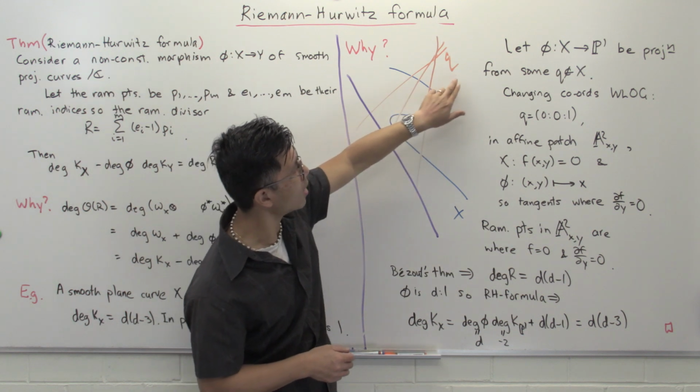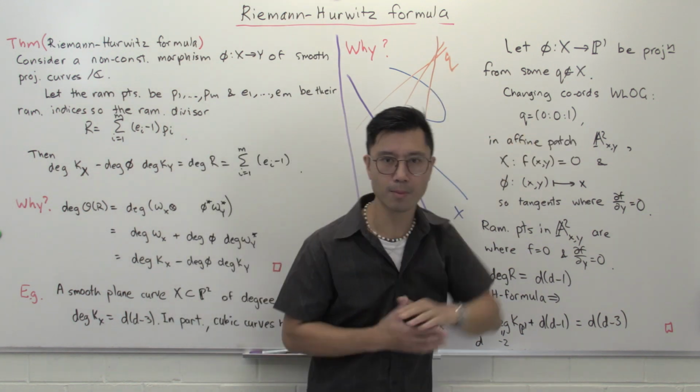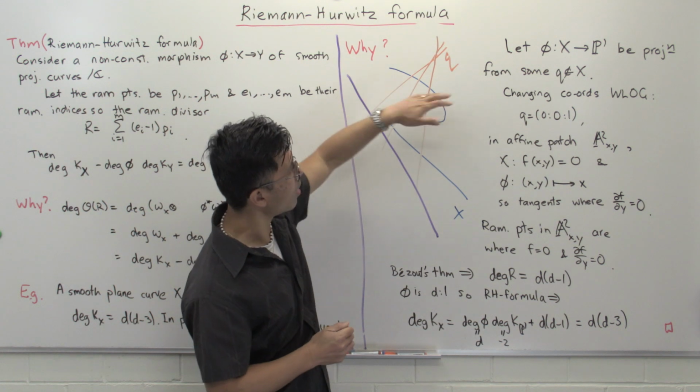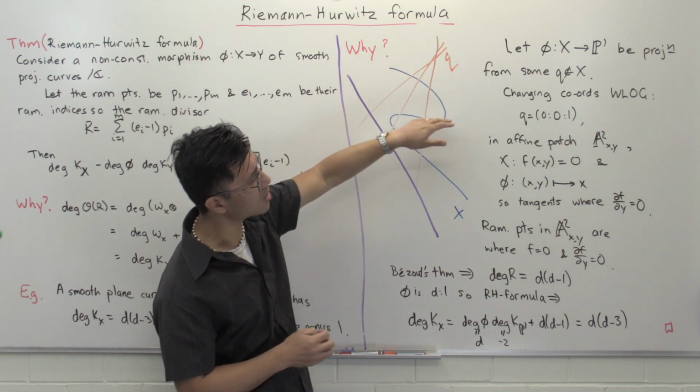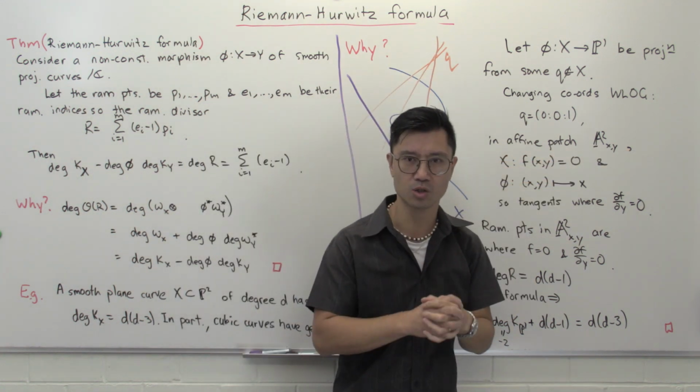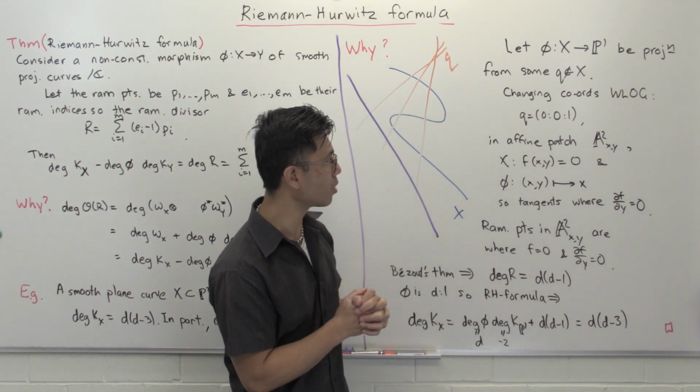So in particular, we can change it so that Q is at (0, 0, 1). And then we can just rearrange things so that when we do the projection, let's just work in the affine patch so it's a little bit easier just to do the calculation. And you can see what's going on there.